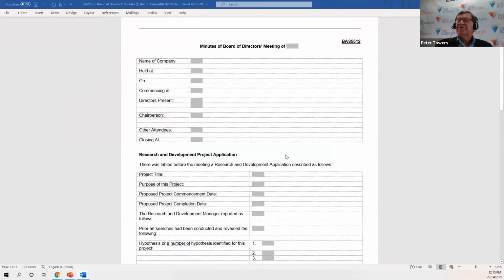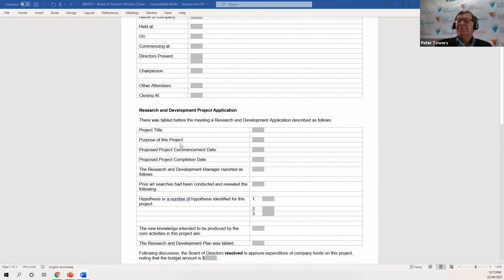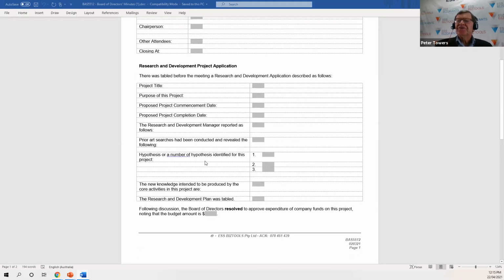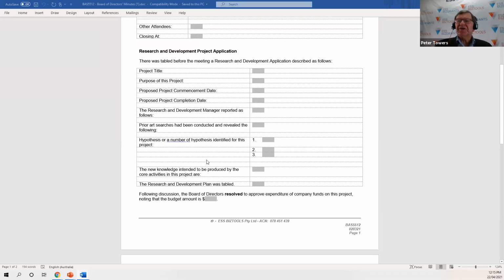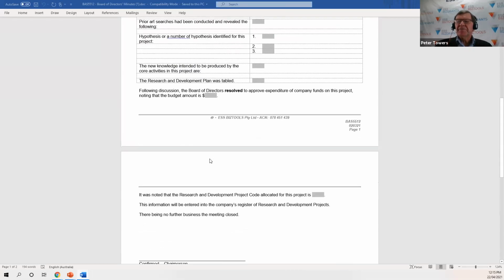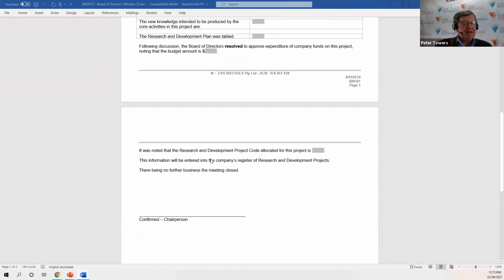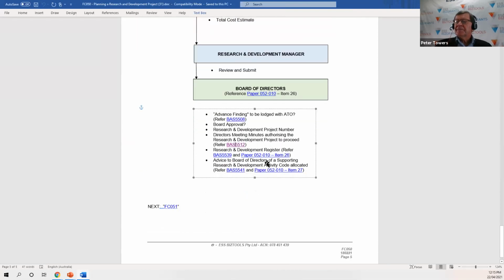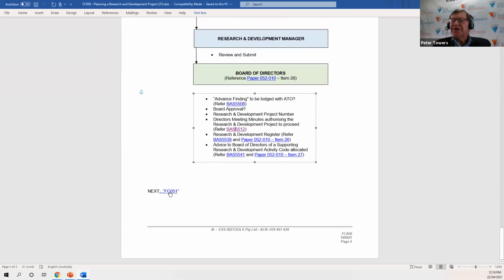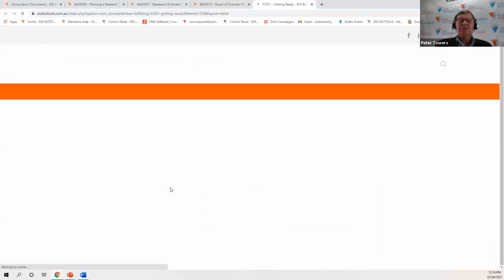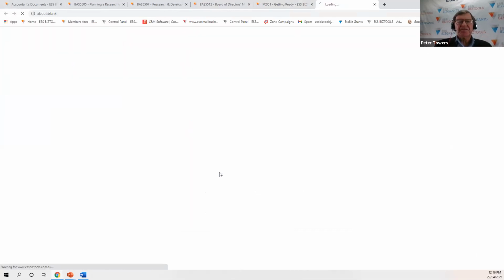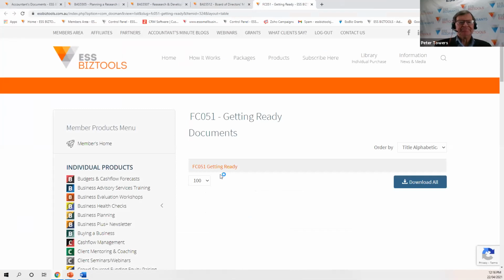So there's the draft of the minutes of the board of directors meeting. What's the purpose of the project, commencement date, completion date, who's in charge, what did the prior art searches tell us, what are the hypotheses for this project? Has the plan been submitted? Has the board approved it? For how much money? So the whole thing's wrapped up very nicely. So that's the planning process. And that's very important to get this whole concept of a research and development project on the right footing.